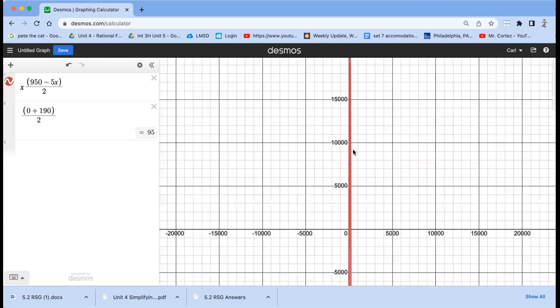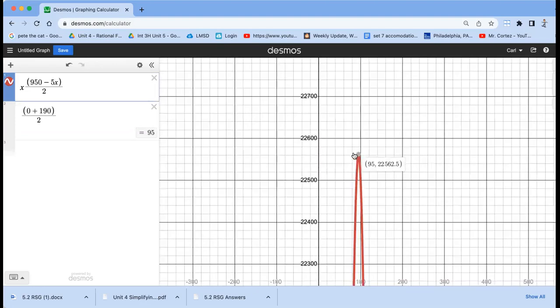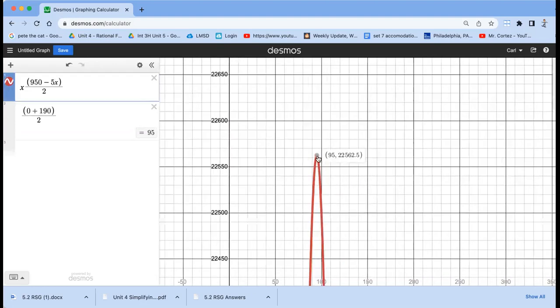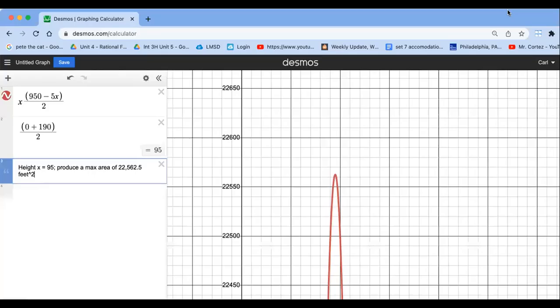And so let's take a quick journey. Let's find that. We see, boom, it's at 95. Good. So this is saying that if x equals 95, this is going to produce a max area of 22,562.5 feet squared. Good.